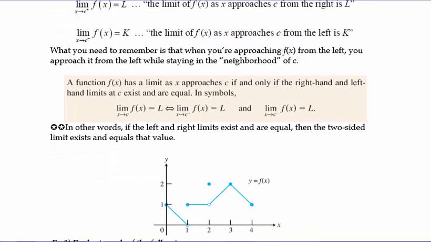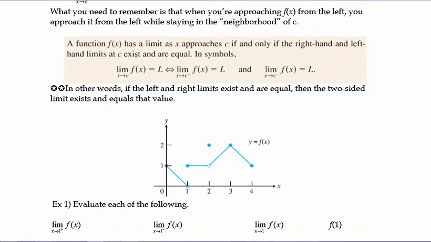And what you need to remember is when you're approaching from the left or from the right, you're staying in the neighborhood of c. So if I'm approaching 4 from the left, I wouldn't start at like 2. I'd start at like 3.7 or 3.9. That's the neighborhood of 4.